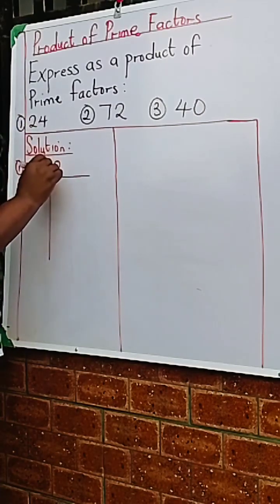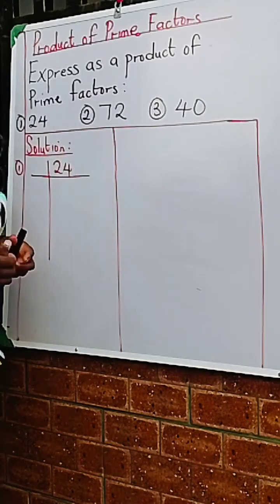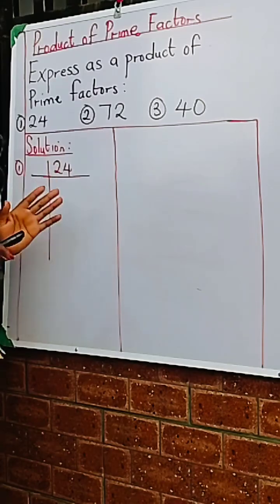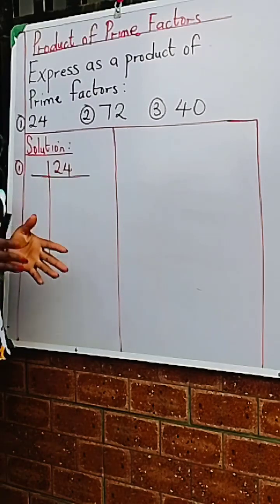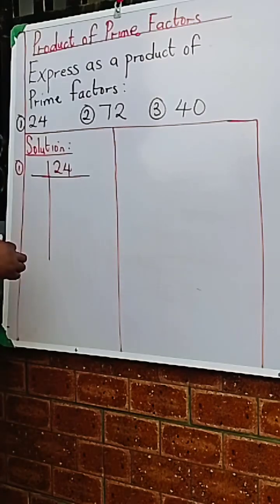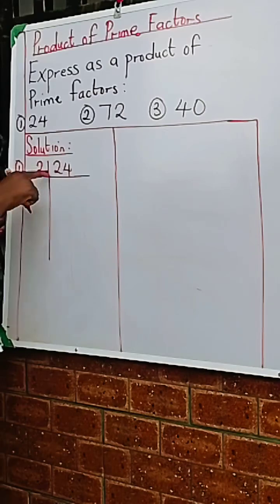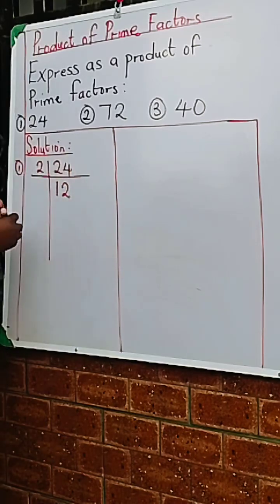We have 24 here. And remember in our previous classes, I told you that any number that ends with 2, 4, 6, 8, 0 is an even number. And an even number can be divided by 2, which is the smallest prime number. So if we pick 2 to divide through, 2 divide 24 will give you 12. 2 divide 12 will give you 6.